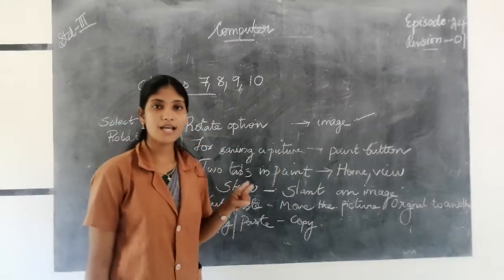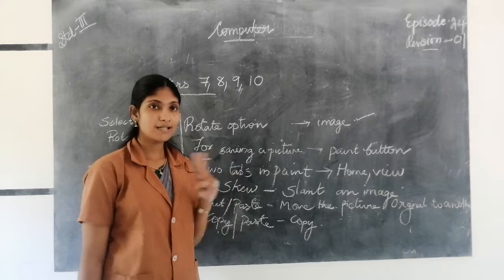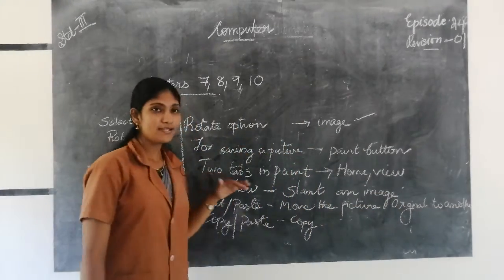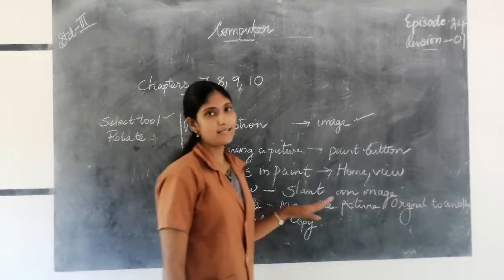Third one, how many tabs are in Paint? So in Paint, two tabs. What are they? Home tab and View tab. Then what is skew? Skew means to slant an image.